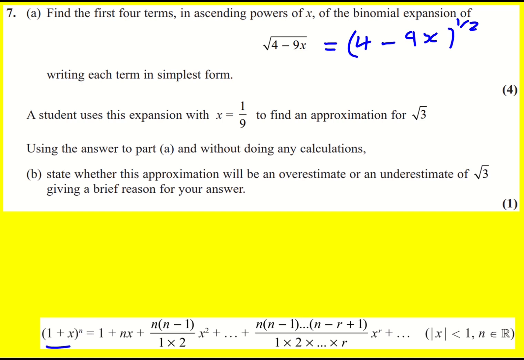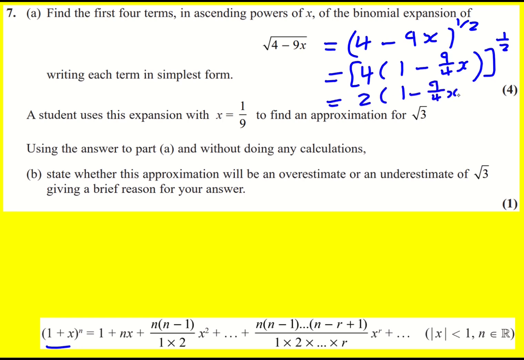But I've got a 1 here, 1 plus x, so I need to factorize out the 4 to make it 1 minus 9 over 4x. All of this is raised to the power of a half. And then 4 to the power of a half becomes 2, 1 minus 9 over 4x to the power of a half is what we want to calculate. So my x is going to be minus 9 over 4x. That's going to be x. And then the half is going to be n.